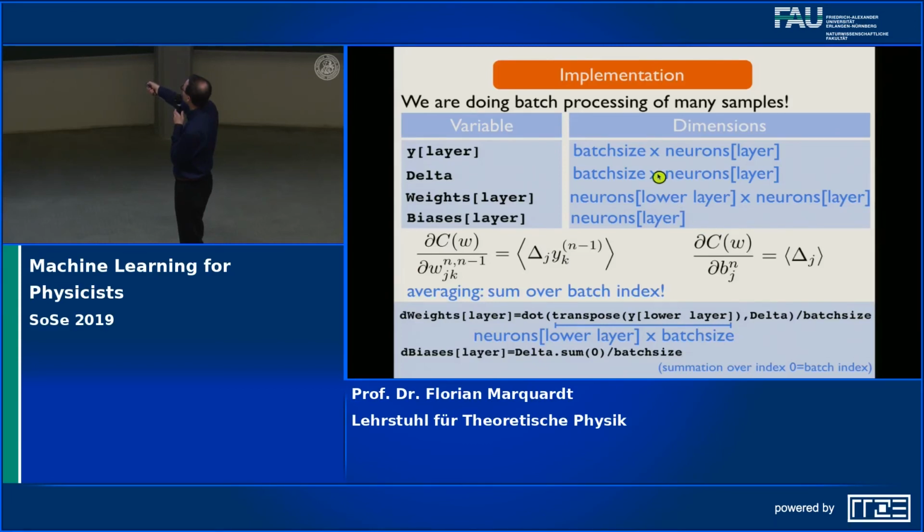I already told you that really we want to keep full batches. So the Y for a given layer is actually of dimensions batch size times the number of neurons in this layer. The delta, the deviation vector, always has the dimension, again, batch size times the number of neurons in this particular layer that we are currently visiting, but it will change as we go down the layers. And then we have the weights and the biases, which have the appropriate dimensions.